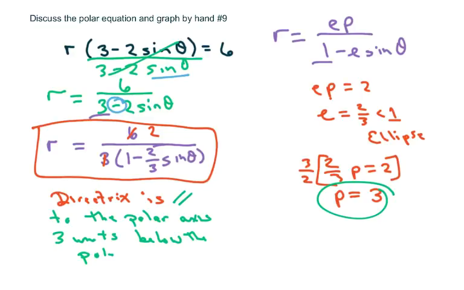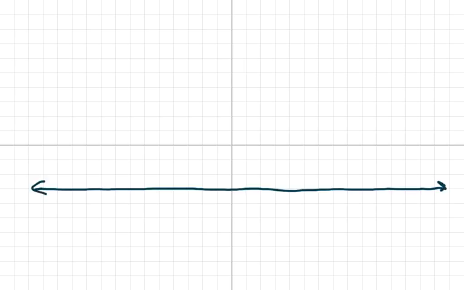Alright, and then we're going to graph this. And I'll put the equation here again. Try to get as much as I can in. So basically, we know it's an ellipse. Our directrix is 3 units below the pole. So let me draw that. There's your directrix. And here's your pole. And this is your polar axis. Okay, the x-axis.